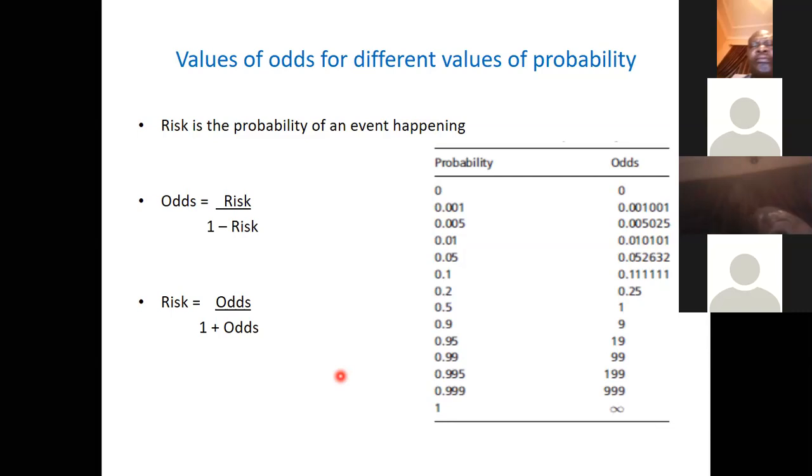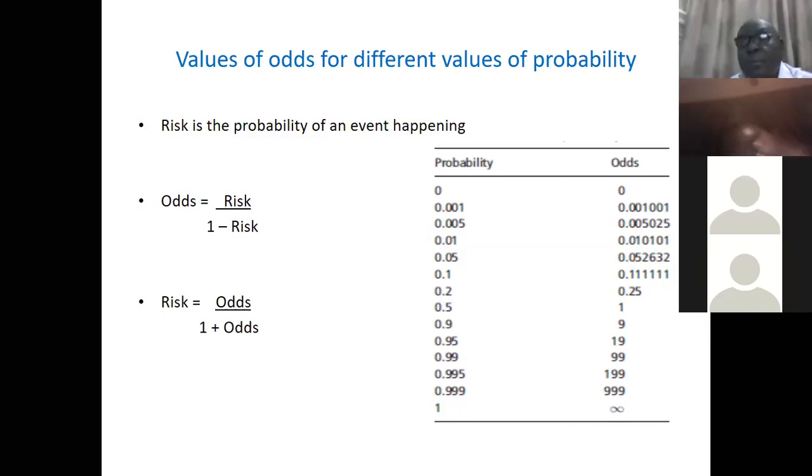Now, probability is from 0 to 1. Probability cannot be less than 0, and cannot be greater than 1. So the possible value of probability ranges from 0 to 1. Are we following? The probability is from 0 to 1. Now, the odds is from 0 to infinity.